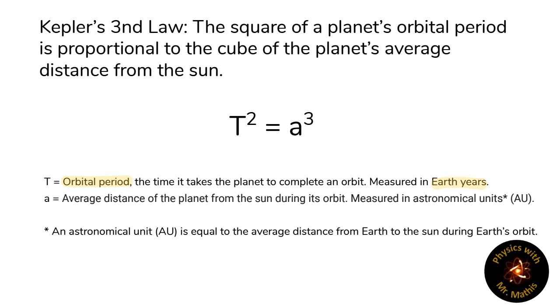Earth's orbital period is 1 year. The average distance of the planet from the Sun as it goes through its orbit is measured in a unit called an astronomical unit. An astronomical unit is defined as the average distance from the Earth to the Sun during Earth's orbit. This is a handy unit for measuring distances within the solar system. So Earth's orbit is an average of 1 astronomical unit, or 1 AU, away from the Sun.